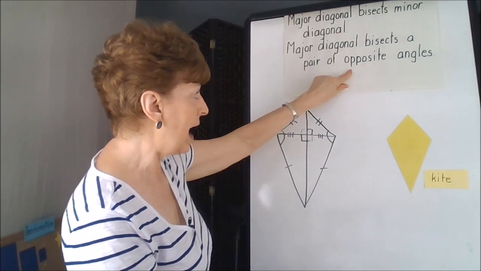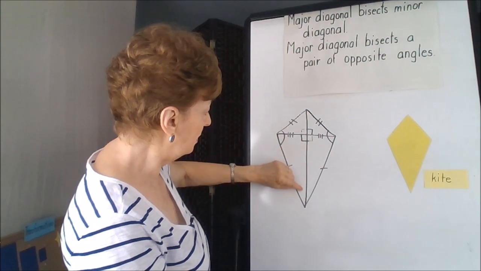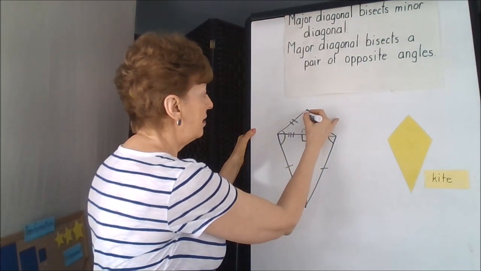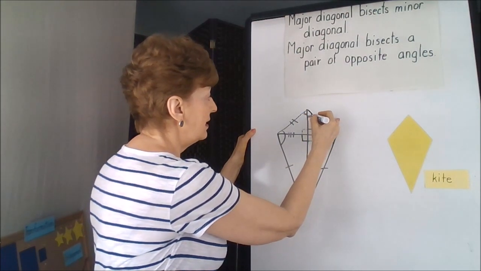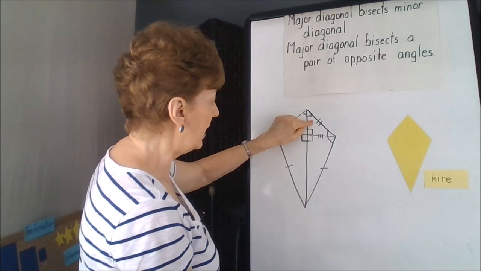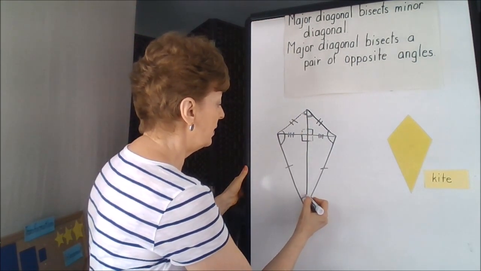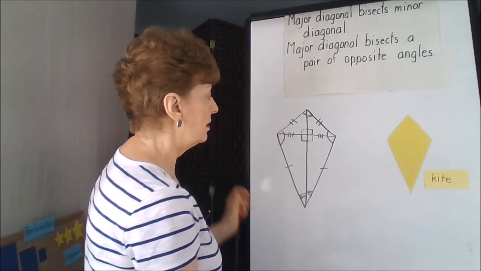Bisects a pair of opposite angles. Well, here's the major diagonal. So it's cutting this pair of angles, which is going to be congruent to the other side, and also it bisects this one. So this one right here, those are congruent.